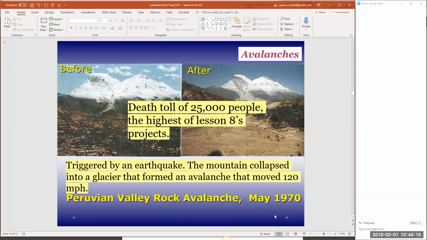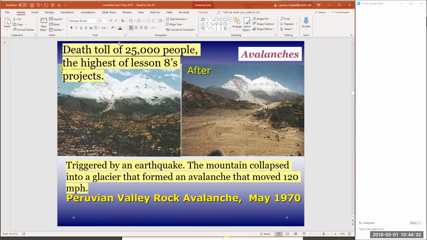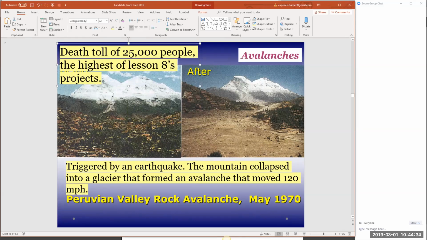And I don't think you've had a chance yet to read the case studies. Is that correct? It's Thursday and they're due tonight. So this is a preview. It was absolutely devastating, and the death toll is 25,000 people.